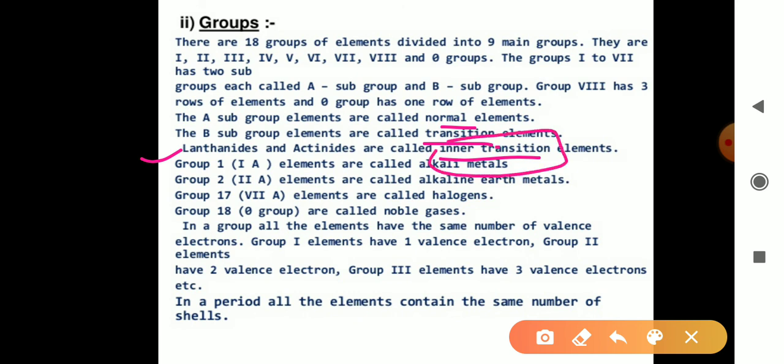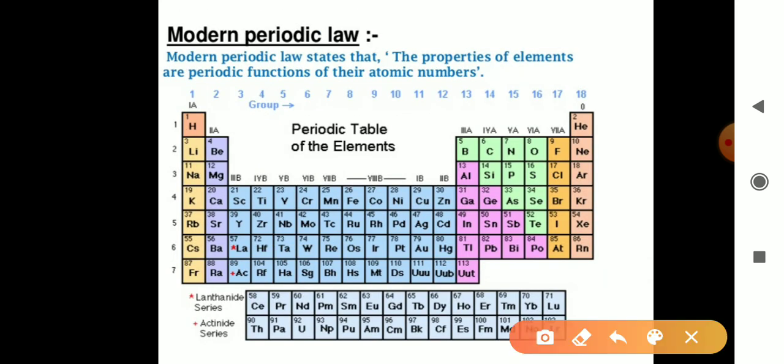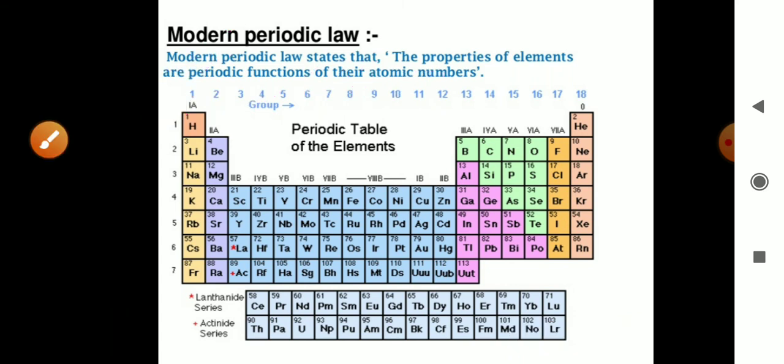Group 1, that is 1A elements, are called alkali metals. Group 2 elements are called alkaline earth metals. So we can see this is group number 1A and this is group number 2 or second A. So 1A is called alkali metals and second is called alkaline earth metals. Okay, so group number 1 alkali, group number 2 alkaline earth metals.